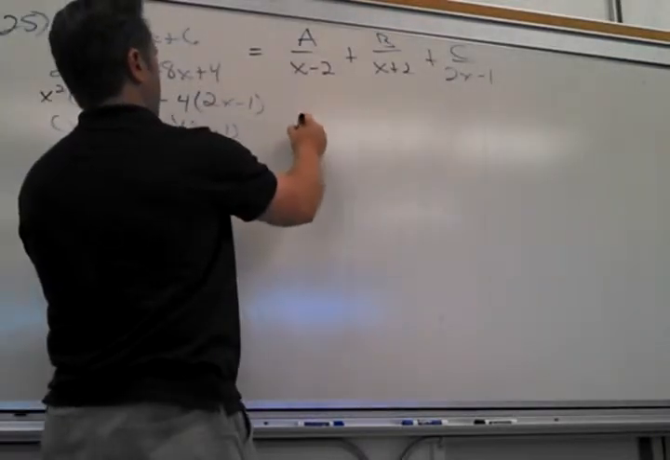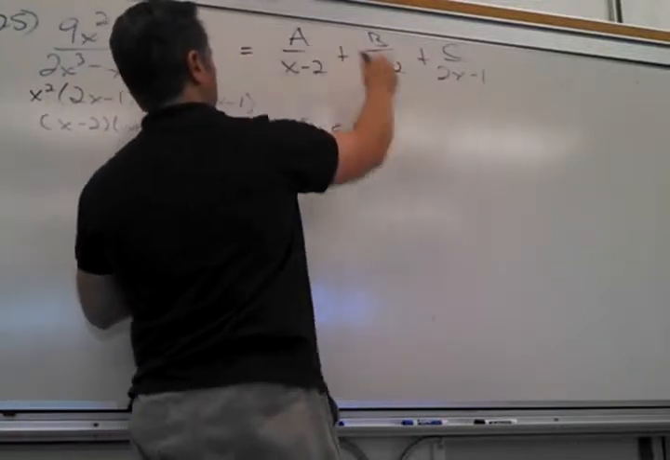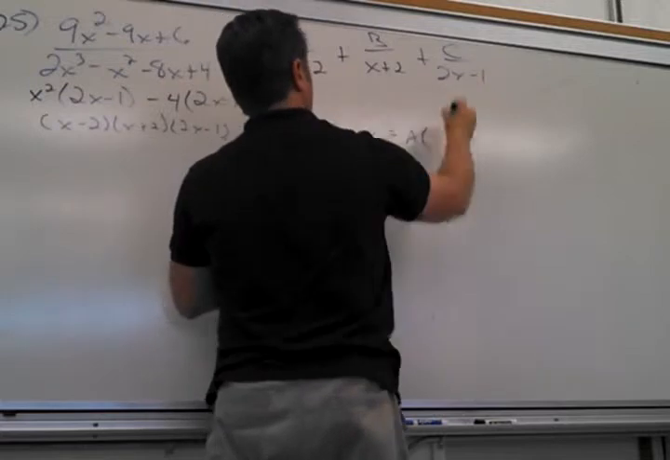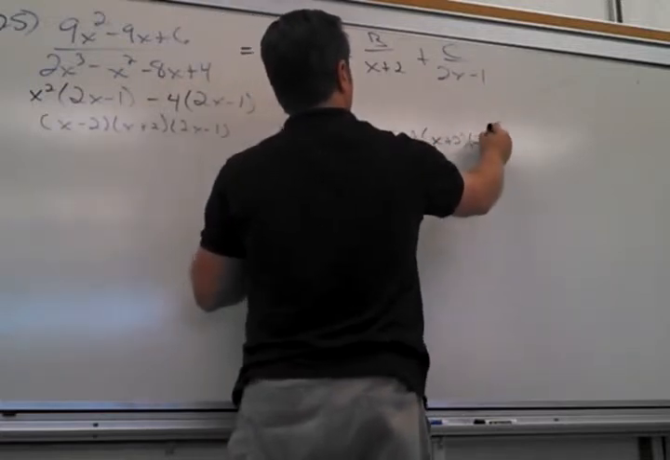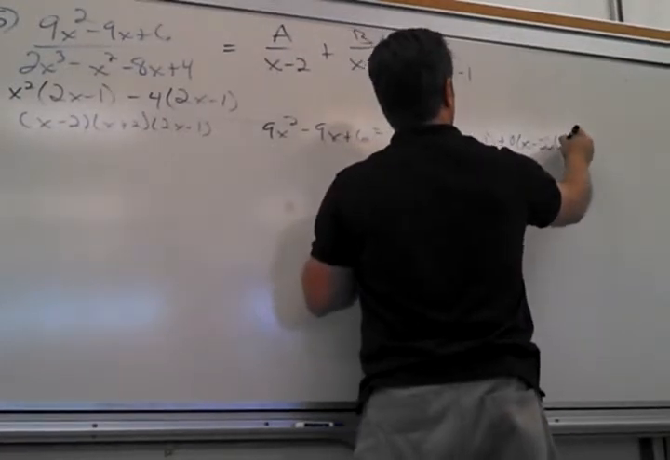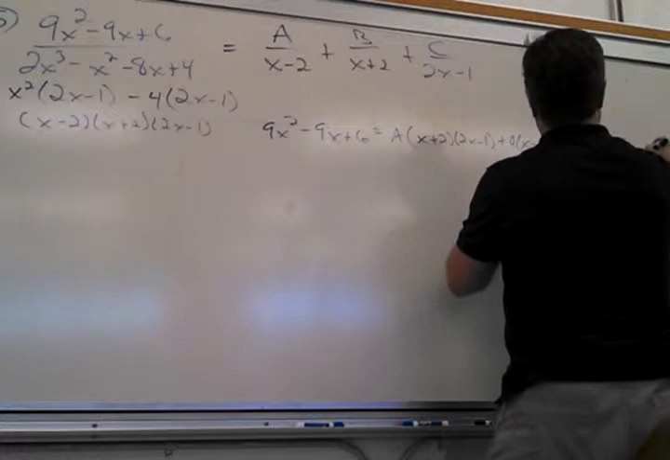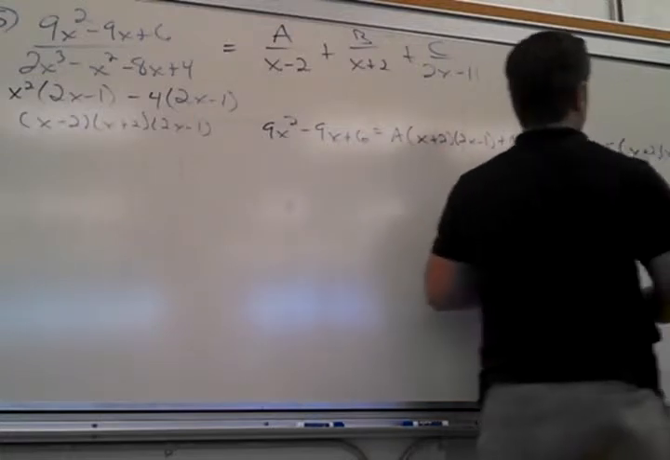So we get 9x squared minus 9x plus 6 equals, what's A going to pick up? x plus 2, 2x minus 1, the other stuff. And then B picks up the other stuff, and C picks up the other stuff. Okay. Good Lord.